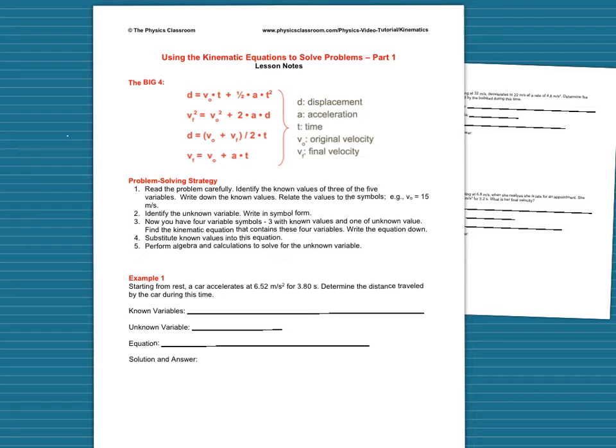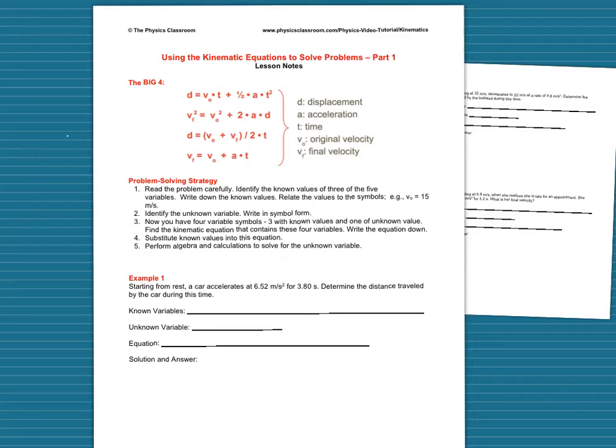Number three, now that you have 4 variable symbols with known values and 1 of unknown value, find the kinematic equation that contains these 4 variables. Write the equation down. Number 4 is substitute known values into this equation. Number 5 is perform algebra and calculations to solve for the unknown variable. So that's just our GUESS method: our givens, our unknown, our equation, substitute, and solve. We're going to follow that and work these problems to make sure we don't make any mistakes.